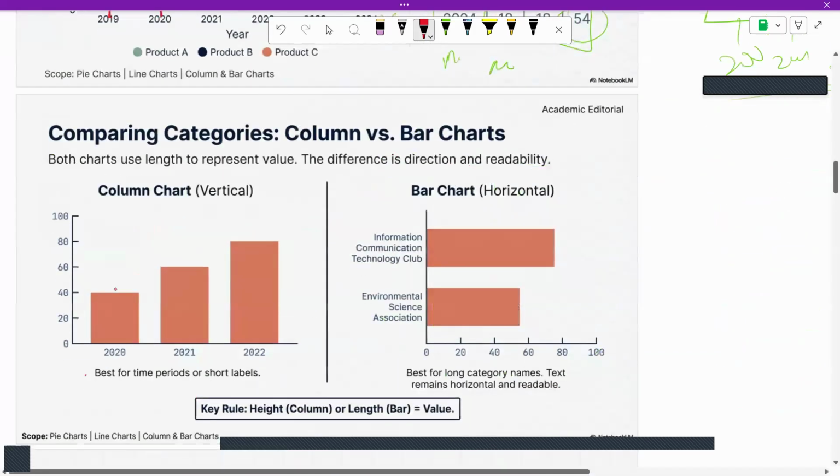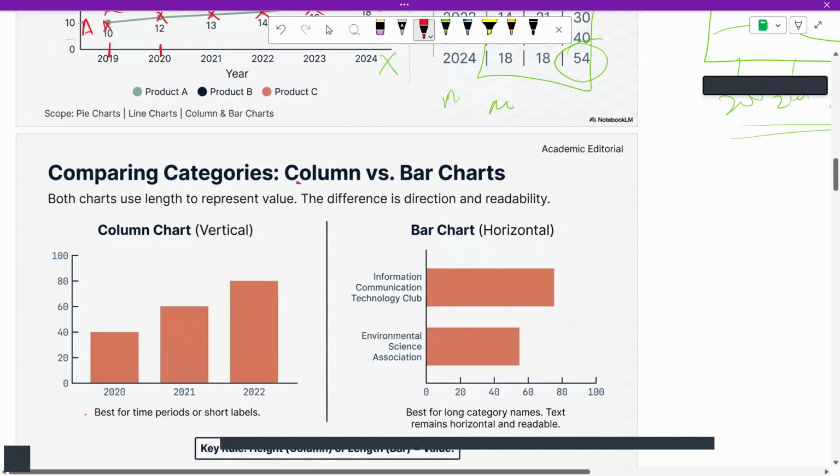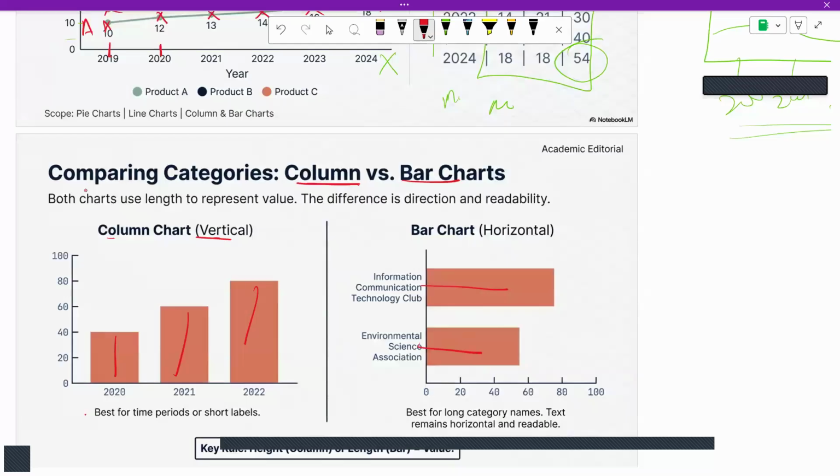Another form of chart is called the bar chart or column chart. The difference between bar chart and column chart is that in the column chart, we draw vertically like this. In the bar chart, we draw horizontally. That is the difference.